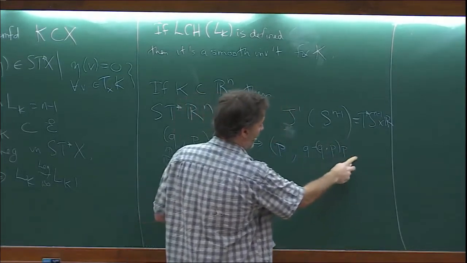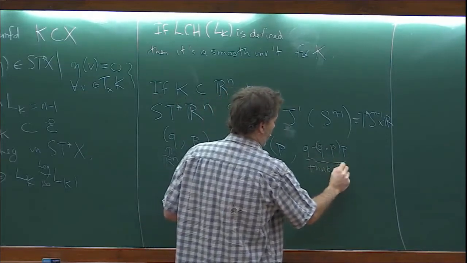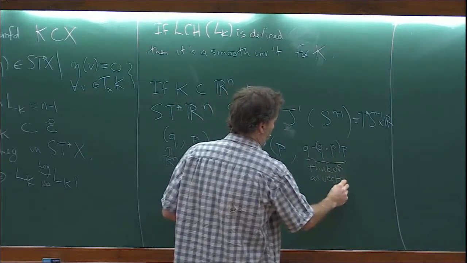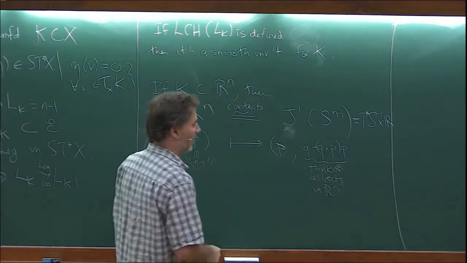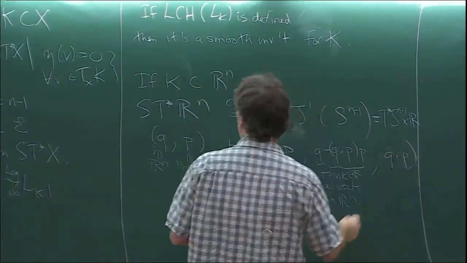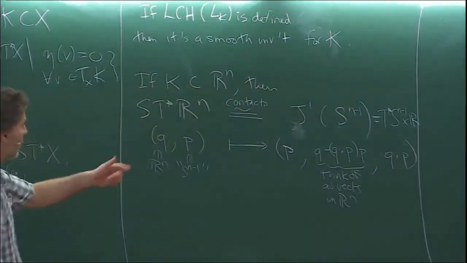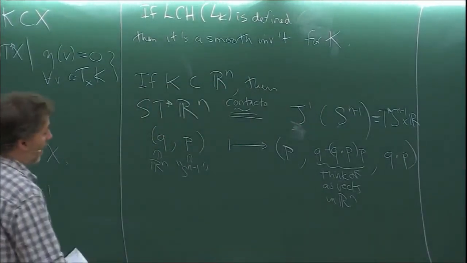So here I'm thinking of these as vectors in Rn. So P is both in S^(n-1) and in Rn. And then finally to the real number Q dot P. So also I'm using here the dot product because I've got a metric on Rn. Okay.